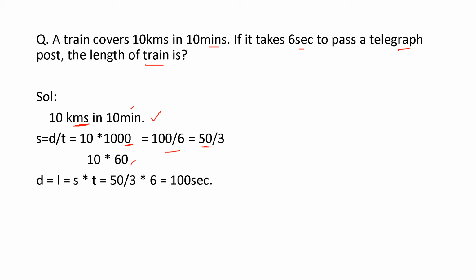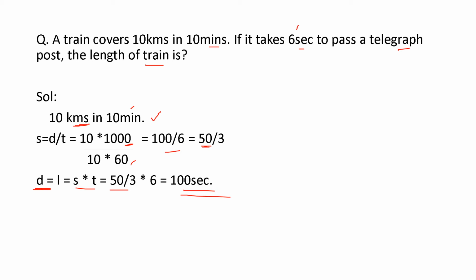Length of the train is to be found. So we know that it is the same as the distance D. So D is equal to L is equal to S into T. So we are having speed as 50 by 3 and into time. Time is given in the question: 6 seconds. So into 6, and the answer is 100 meters. Okay, so that is about this question.